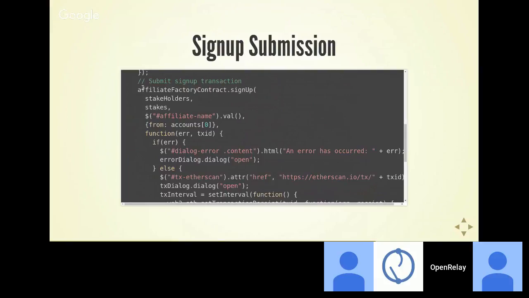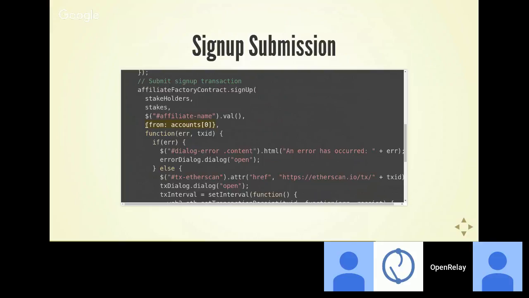Then we call the affiliate factory contract sign up function. We pass in the stakeholders, the stakes, and the values. If you remember from last week, these are exactly the arguments to the affiliate contract sign up function that the contract written in Solidity is going to expect. So we're passing in the arguments that it expects, and those are going to be translated by Web3 into what the contract is expecting.